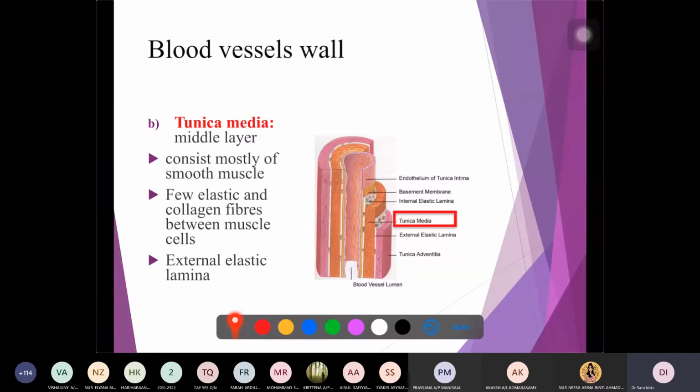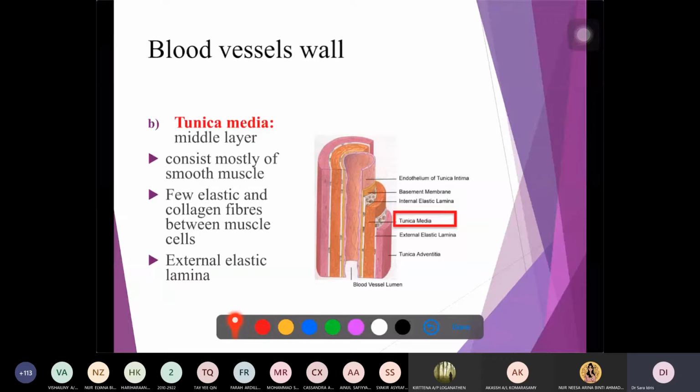So tunica media will mostly consist of smooth muscle. So you have your tunica media there, that's all your smooth muscle. But sometimes you can find fibers as well, be it elastic or collagen, between these muscle cells. And again, it all depends on the type of vessel that you're talking about. Certain vessels will have a lot of elastic fibers. Certain vessels, you have less of them. But in general, they have smooth muscle and they have fibers in between this muscle.